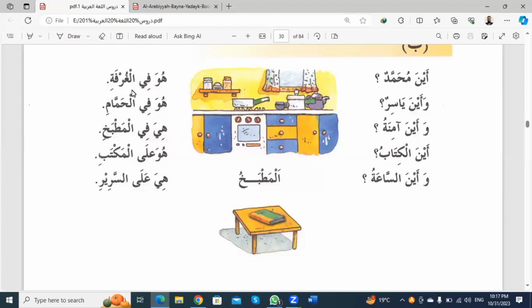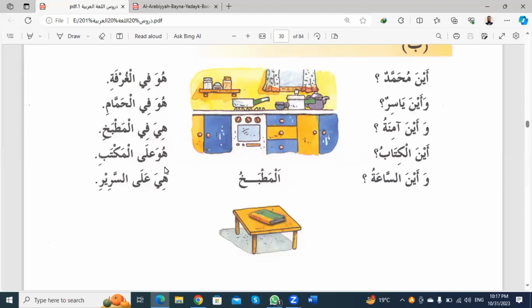So wa aina Aminatu? Amina is the name of a female. Where is Amina? If I say she is in the kitchen, hiya fil matbakh. Right, very good. هي في المطبخ. وأين الكتاب? Where is the book?